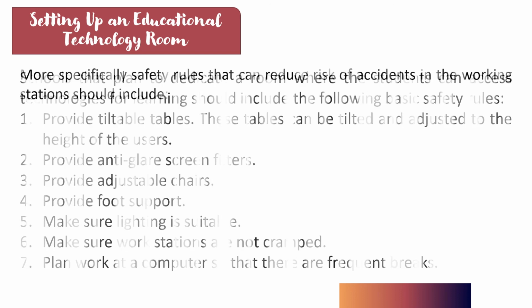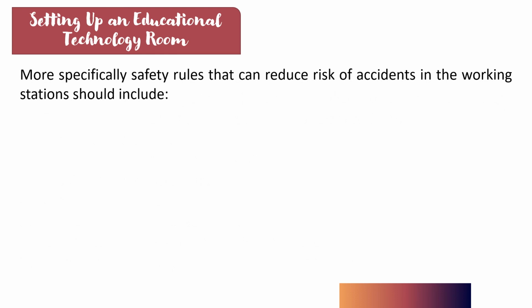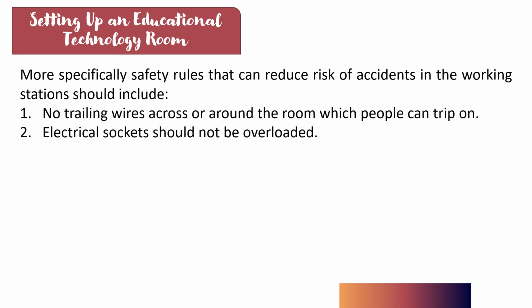Okay, next. Most specifically, safety rules that can reduce the risk of accidents in the working station should include no trailing wires across or around the room which people can trip on. Electrical sockets should not be overloaded. That is not allowed, especially when we use 1,000-watt appliances. We use an iron, plugged in along with the printer, the TV, and then we even have a washing machine and a rice cooker, all plugged into the same socket.